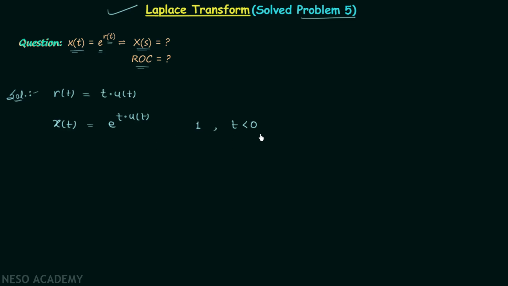So when t is less than 0, x(t) will be 1, and when t is greater than 0, we know u(t) is equal to 1. Therefore, we will have e^t. So this is how we can define our signal x(t).